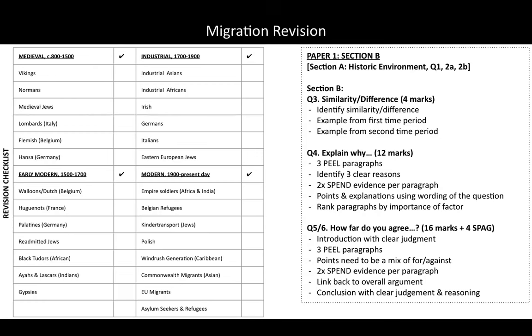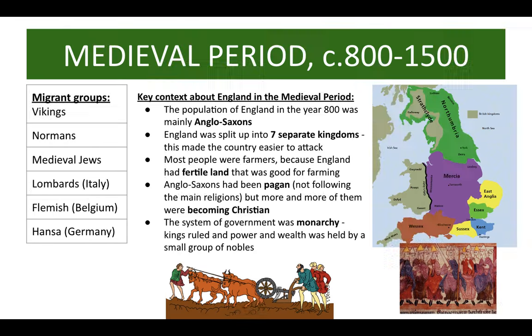Okay, so welcome to the first of several migration videos I'm going to be making for you. This one will be on medieval migration, which goes from the years 800 to 1500. Really important to remember those dates because if they are in the question, that means you can only talk about migrants from that period. So you can only talk about the Vikings, Normans, medieval Jews, Lombards, Flemish, and Hansa, who will be featuring in this video today.